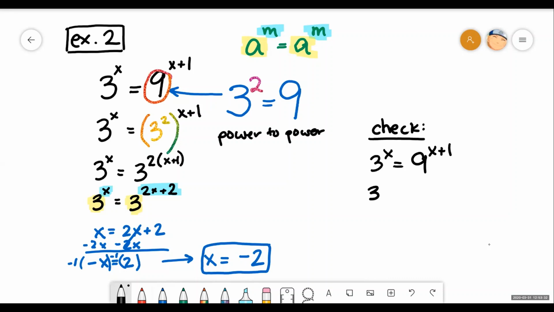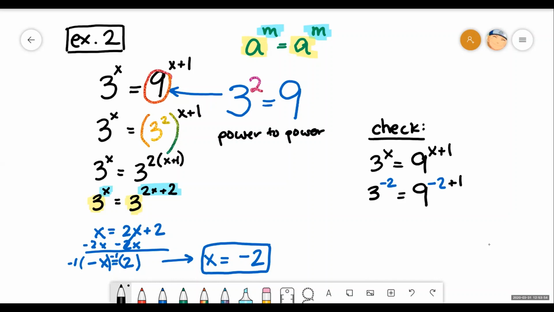And I'm going to substitute -2 in here. So I've got 3 to the -2 equals 9 to the -2 plus 1. Okay, so I just substituted -2 for x. I'm just trying to make sure that both sides are equal to each other. That would make the statement true, and that would mean that my solution is correct.